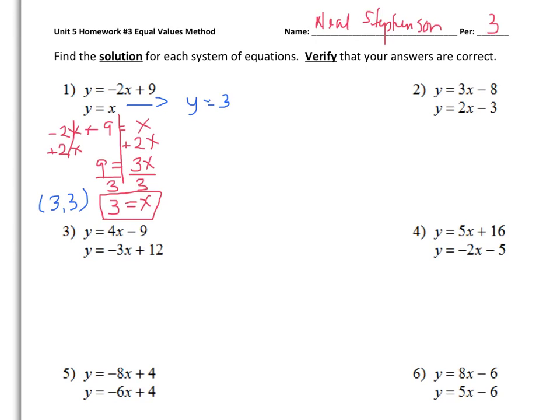And the way I do that is I plug in negative 2 times 3 plus 9 should equal 3. Negative 2 times 3 is negative 6. Negative 6 plus 9 is 3. It does check.